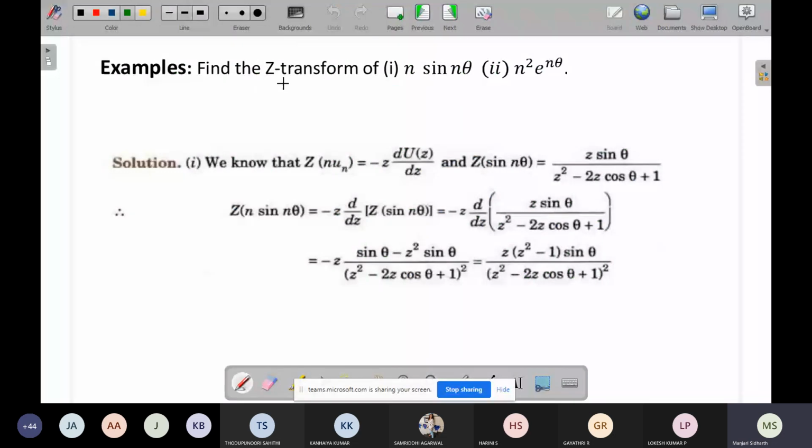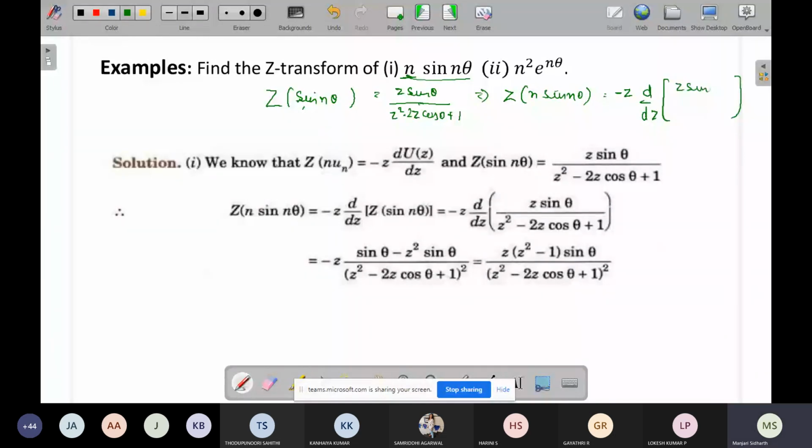Find the z transform of n sine n theta. See, multiplication by n. The z transform of sine n theta, you know, is z sine theta over z square minus 2 z cos theta plus 1. Because it is multiplied by n, that means minus z d by dz of this. Take its derivative. Now you have to find its derivative.